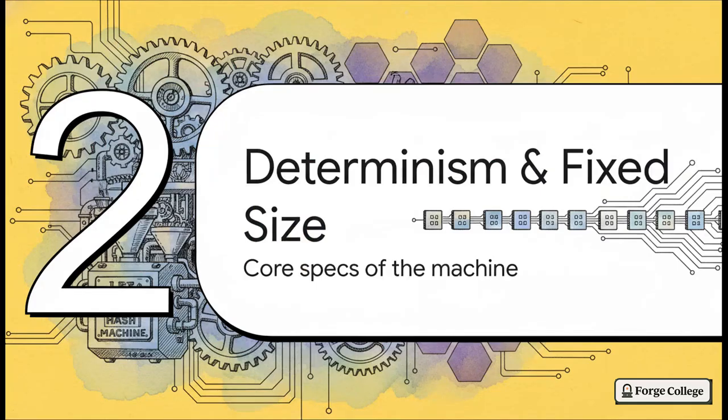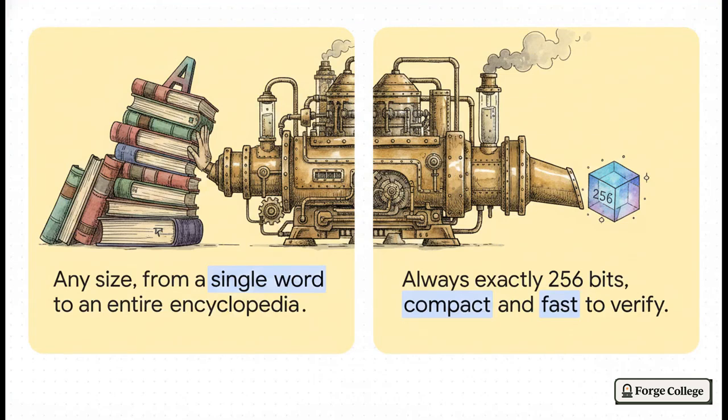Moving on to Section 2, Determinism and Fixed Size, the core specs of the machine. Now check out the stark contrast here. Whether you toss a massive, multi-volume encyclopedia or just the single letter A into the machine, it is always going to produce a predictable 256-bit summary on the other side. This fixed length is a real game changer because it makes storage incredibly cheap. Storing a tiny 256-bit hash per block header is blazingly fast compared to dragging around whole previous blocks just to check if someone messed with them.